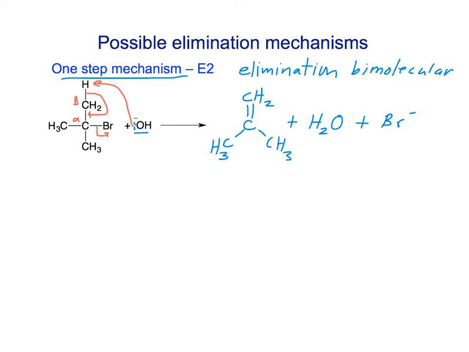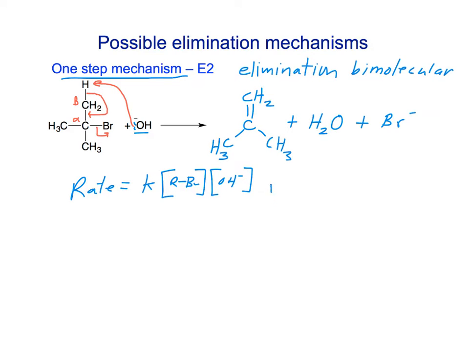Because this reaction is bimolecular, the rate law is going to equal the rate constant times the concentration of the alkyl halide times the concentration of the base. So in this case, if we double the concentration of hydroxide, it'll double the rate. If we halve the concentration of the alkyl bromide, the rate will be cut in half. So the rate is directly dependent upon both of those concentrations.